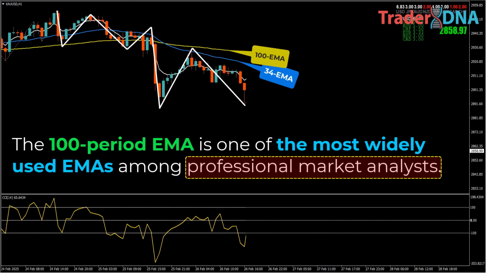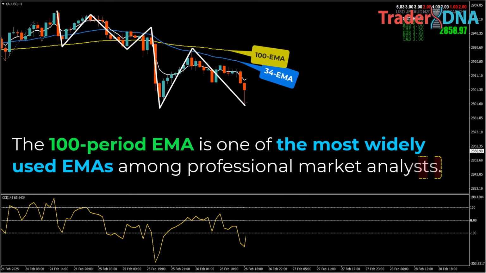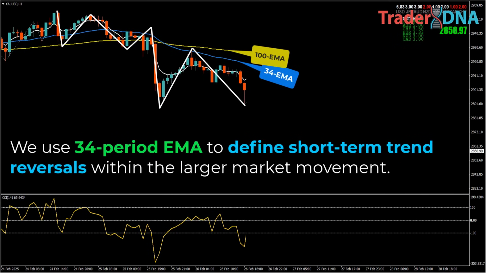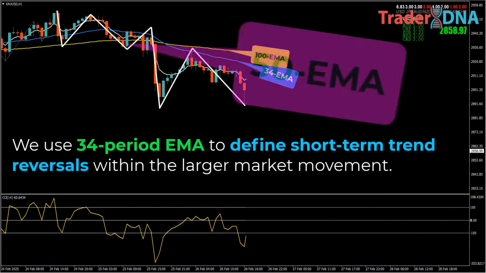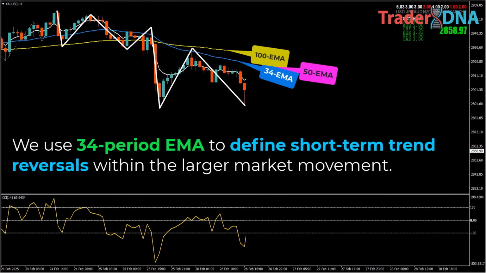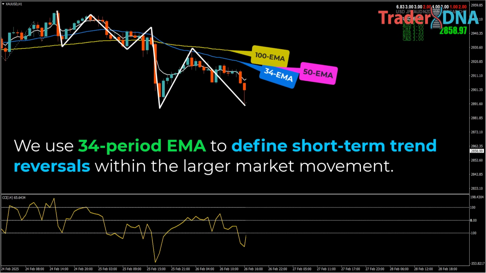Then we have the 34-period EMA, and this one is key. We use it to define short-term trend reversals within the larger market movement. But why 34? Because this period reacts exceptionally well to price action, giving us clearer market signals. And here's an important insight. If we combine the 34-period EMA with the 100-period EMA, guess what? The 50-period EMA naturally falls right in between. This creates a dynamic trend zone, helping us confirm momentum shifts with even more precision.